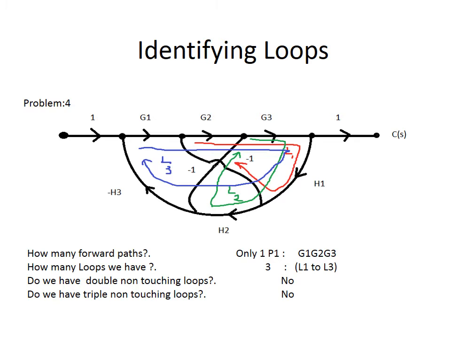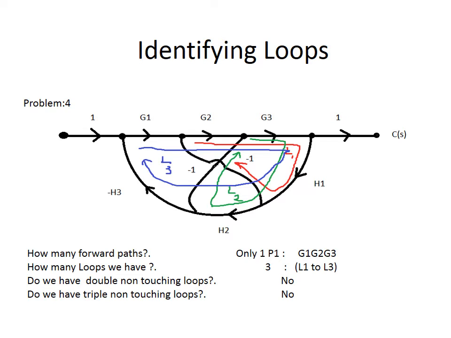Now let us look at how many forward paths we have in this particular problem. How many loops do we have? Do we have a double non-touching loop? Do we have a triple non-touching loop? Looking here, G2, G3, -1, it is one loop. G3, H1, H2 with a minus sign, that's the second loop. G1, G2, G3, H1, H2 with minus H3, this is the third loop. And then we have only one forward path, which is G1, G2, G3.